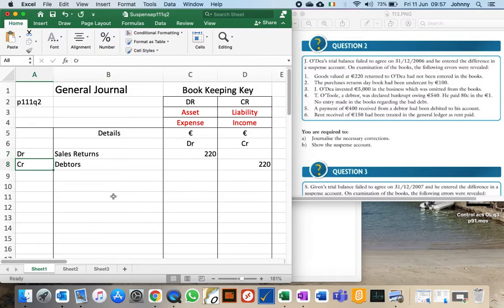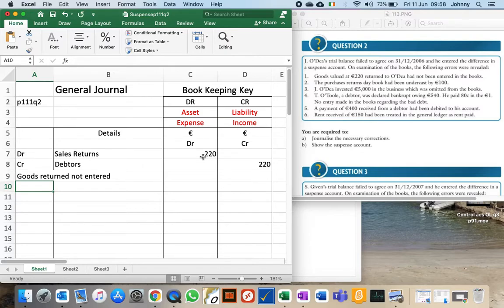When we look, we see that there's a debit and a credit, so the two sides add up to be the same. There's no suspense needed. So I'm just going to put in goods, and you have to put a narration on this. You have to actually put a sentence explaining why you're doing this correction. So, goods returned, not entered. Just a single sentence like that should do.